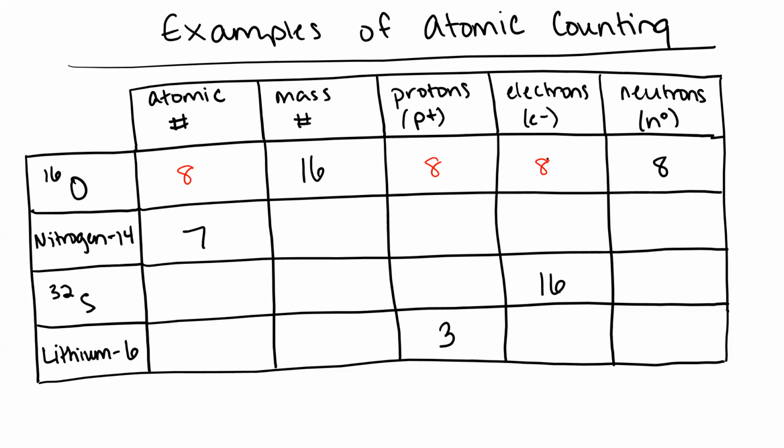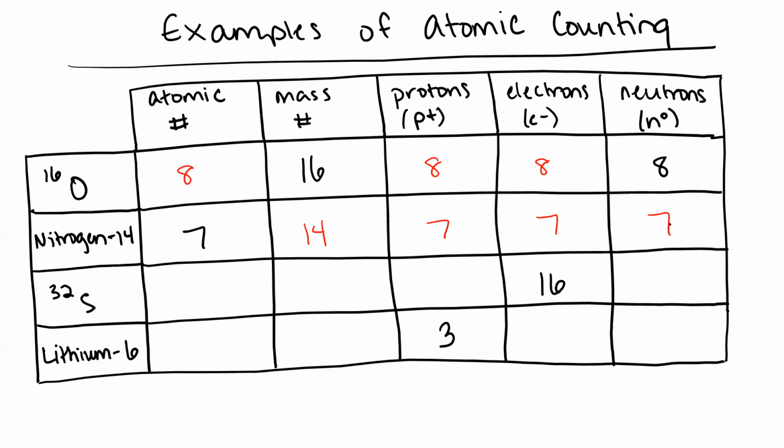So it is also going to be 8. Now, next we have nitrogen-14. We're given the atomic number, but in the name, we are also given the mass number. So we have 14 here. Our number of protons is the atomic number, so that's 7. Our number of electrons equals the number of protons, which is also 7, because this is a neutral atom. And then the mass number minus the number of protons equals the number of neutrons. So 14 minus 7 is 7.